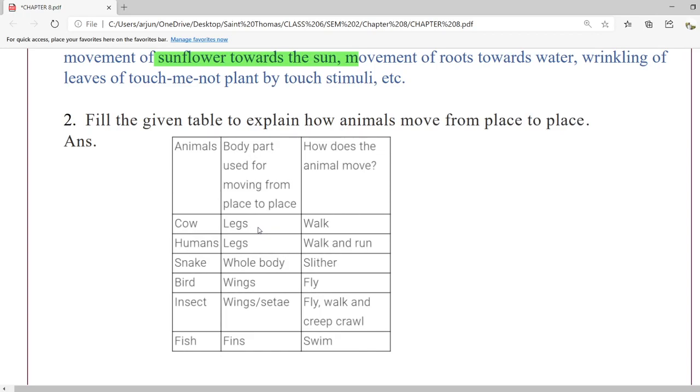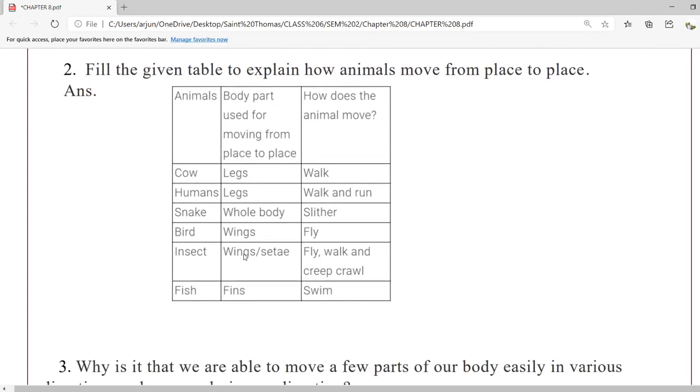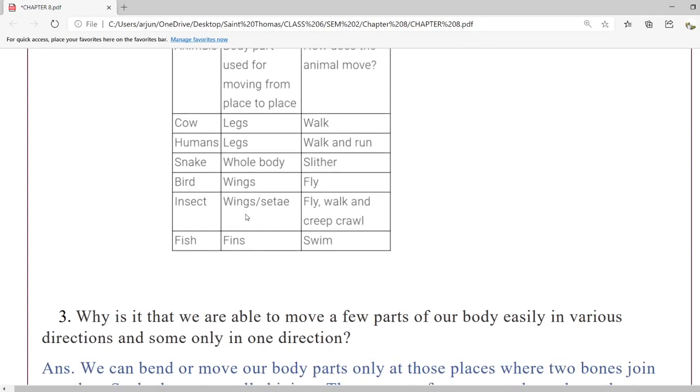Snake. Snake uses its whole body. And how does the snake move? By slithering or slither. Birds have wings and they fly. Insect. Insects have wings or legs. They fly, walk and creep or crawl. Okay. Different insects move differently. Fish. Fish have fins and they swim.